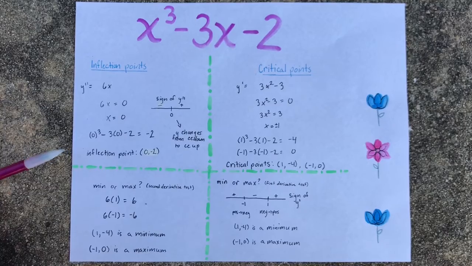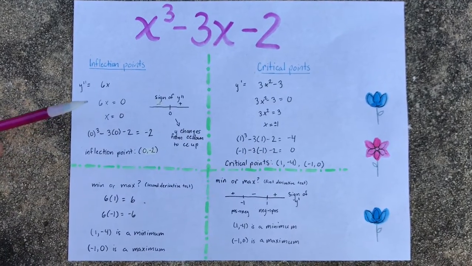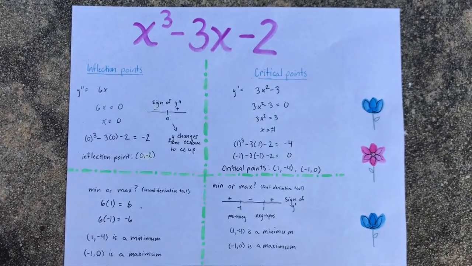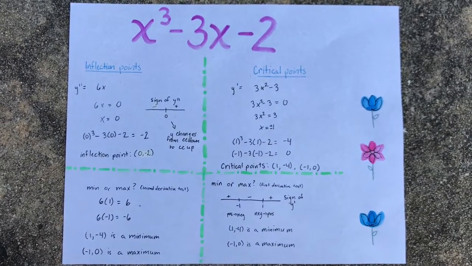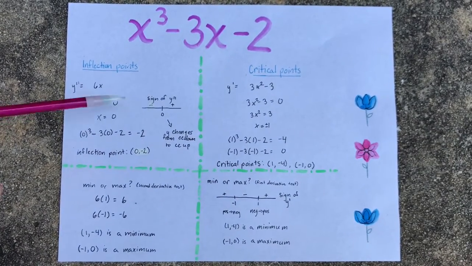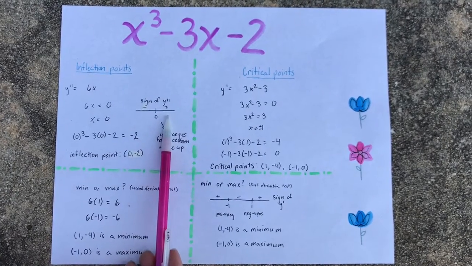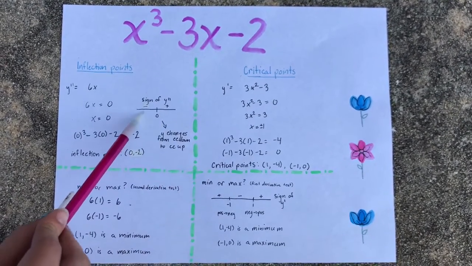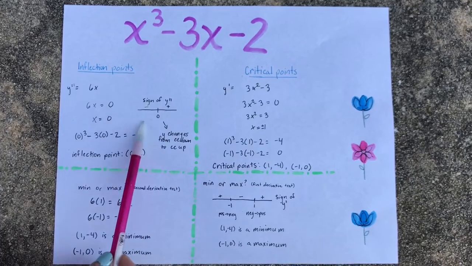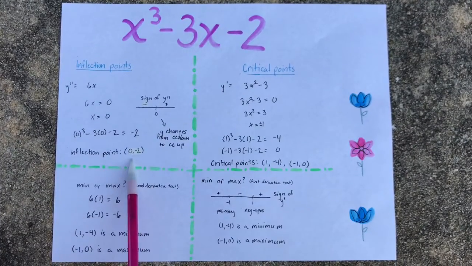Because the value is 0, you can use a sign chart of y double prime to see how it changes in concavity. By plugging in a value that is less than 0, you'll get that y double prime is equal to a negative number, and by plugging in a value greater than 0, you'll get a positive number. So because this is negative and this is positive, it's changing from concave down to concave up at the point (0, negative 2).